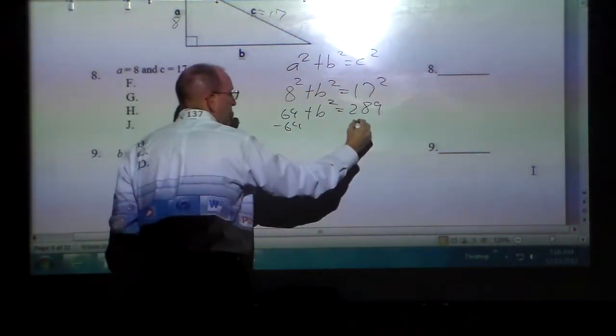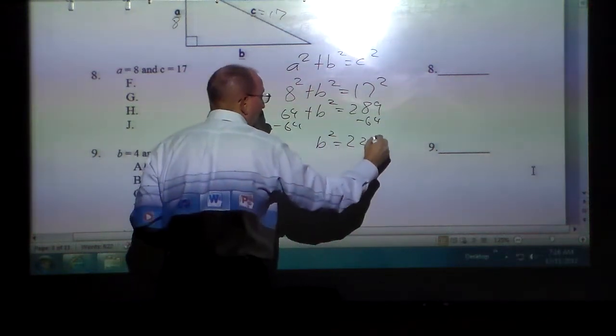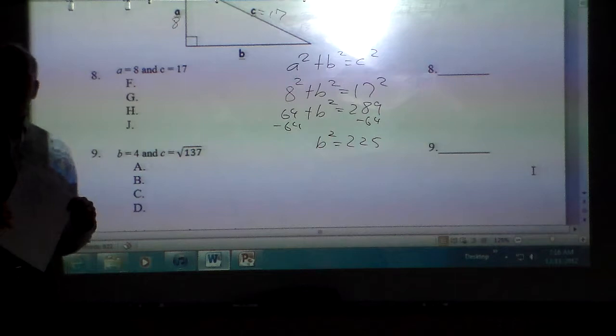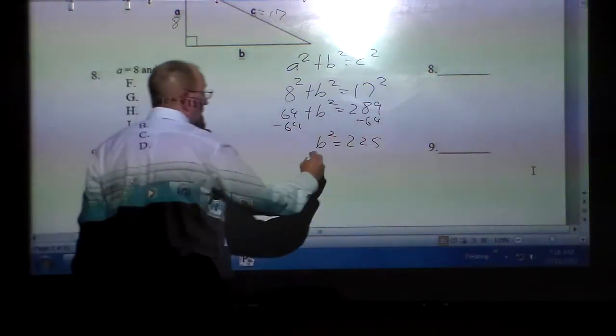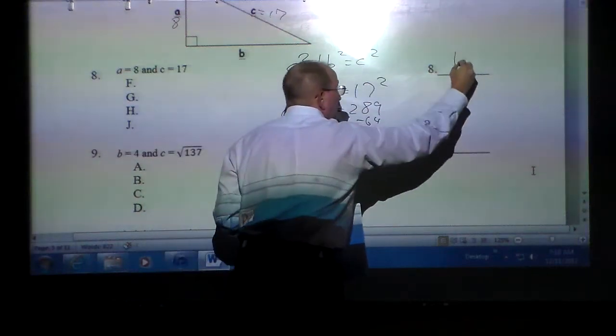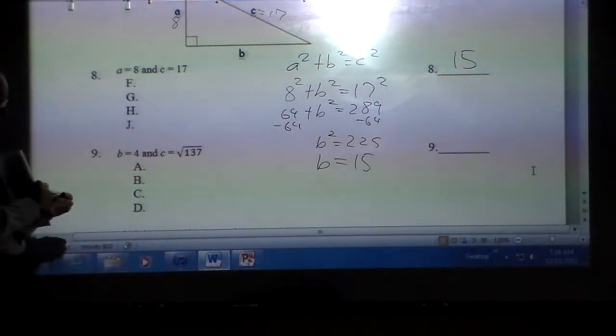Minus 64 from each side, then b squared would be 225. That is not the answer because you have to then square root it. The square root of 225 is 15. So the answer to the first problem is 15.